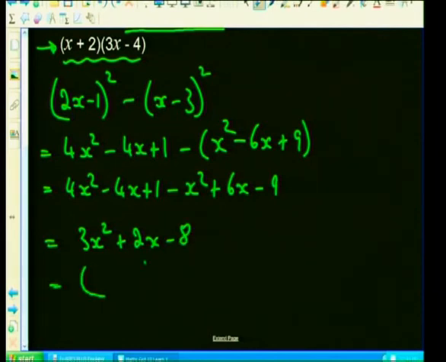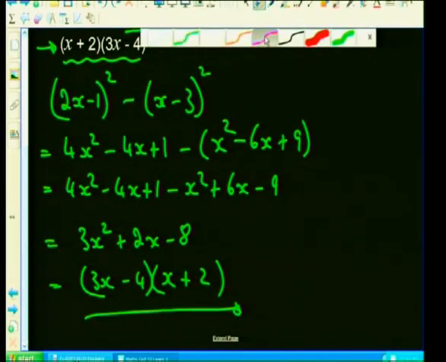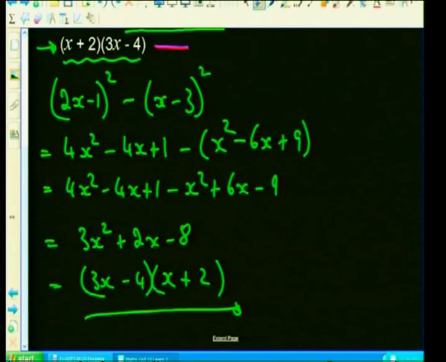And I'm going to factorize that thing over there, and I'm going to get 3x and x, and I'm going to get minus 4 and plus 2. I've done it. There we had what we had to get, and here we've done it. Therefore, proved. Well done. Let's try another challenge question.